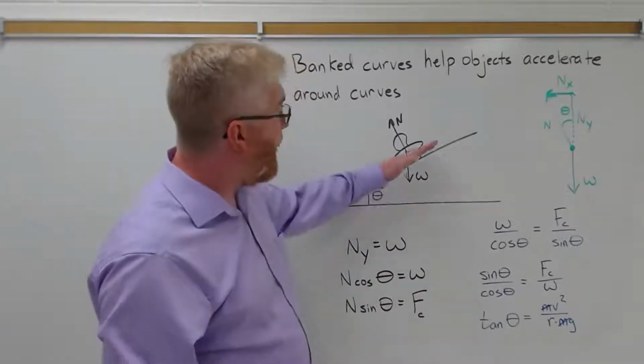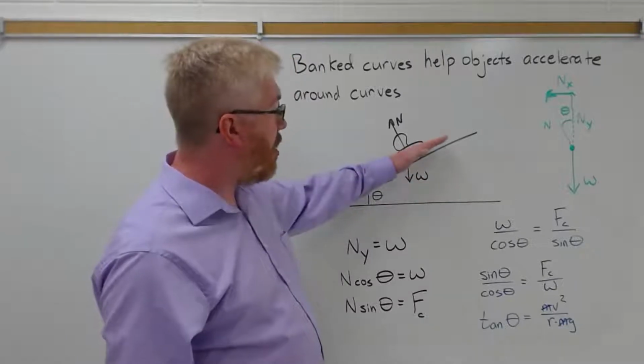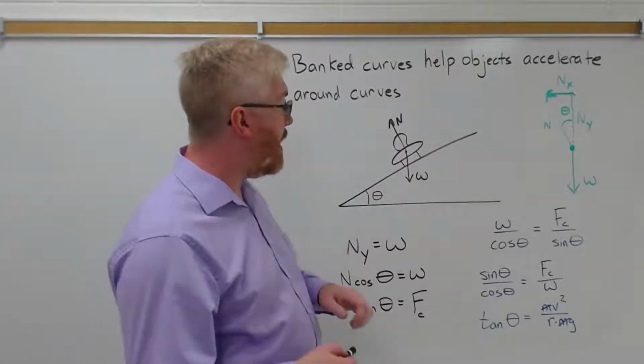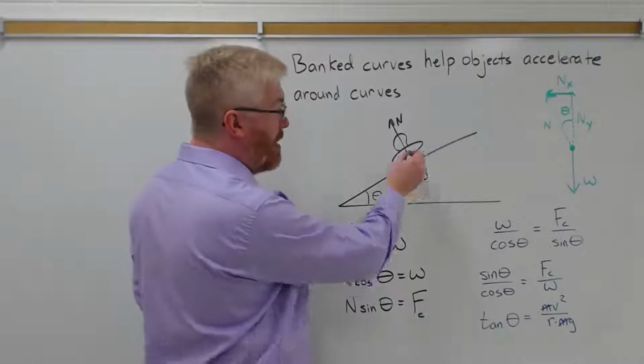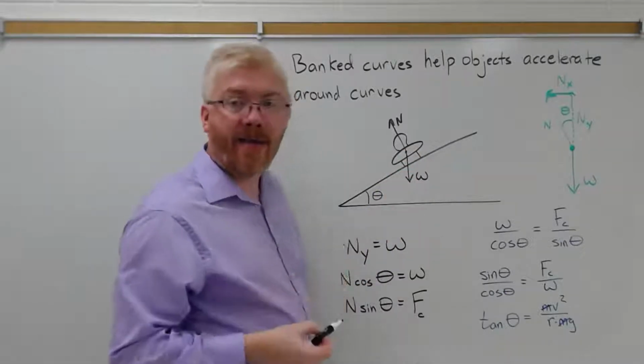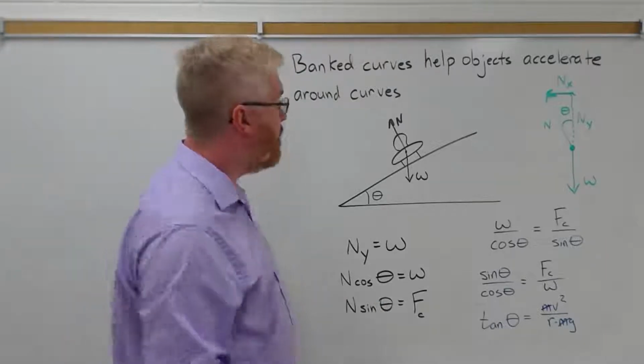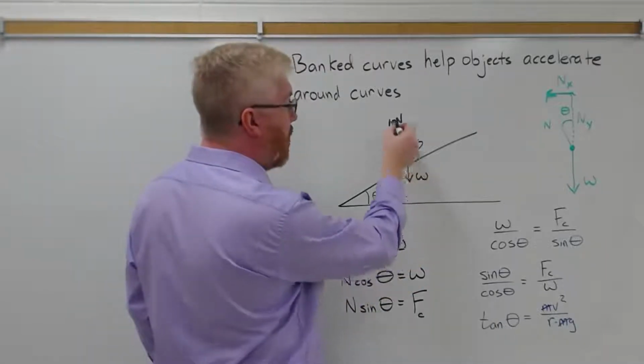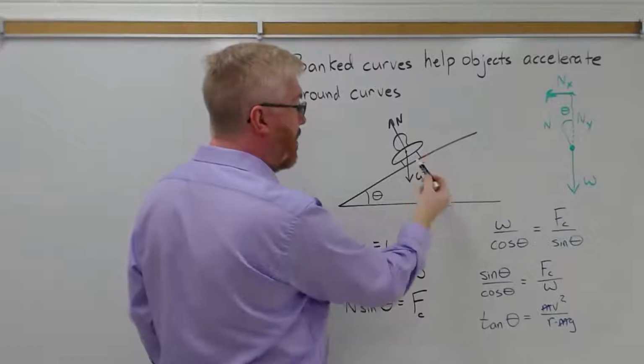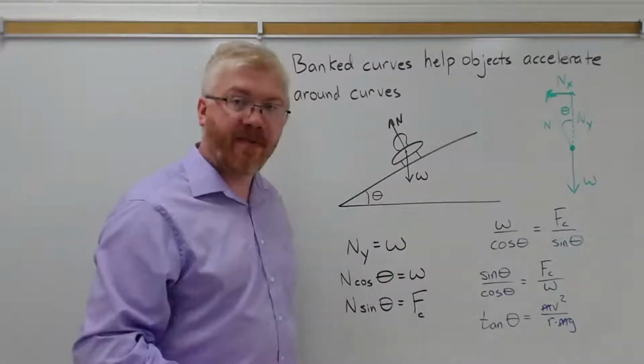So by banking, by making this a curve that's down to the left and up to the right, what happens is the weight of the sled and the occupants is still downward, right? It's still in the negative y direction. However, the normal force now, which is perpendicular to the surface, tips up and to the left.